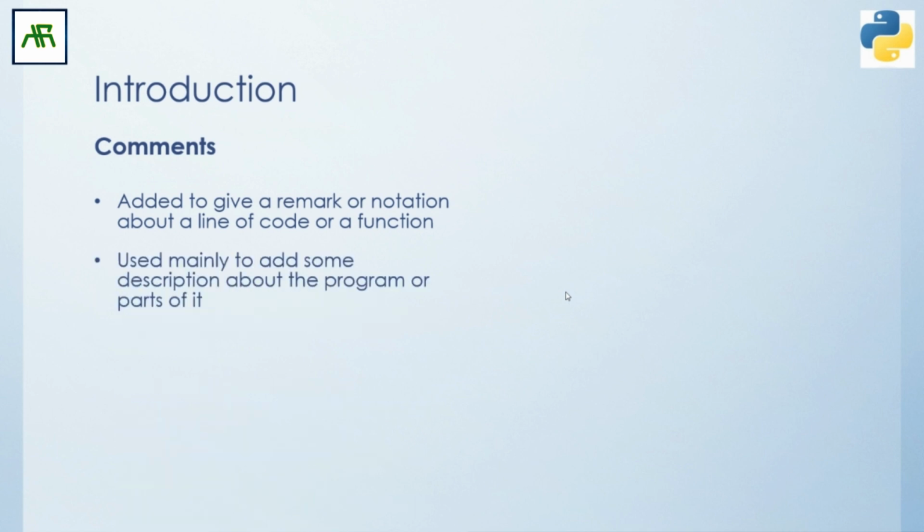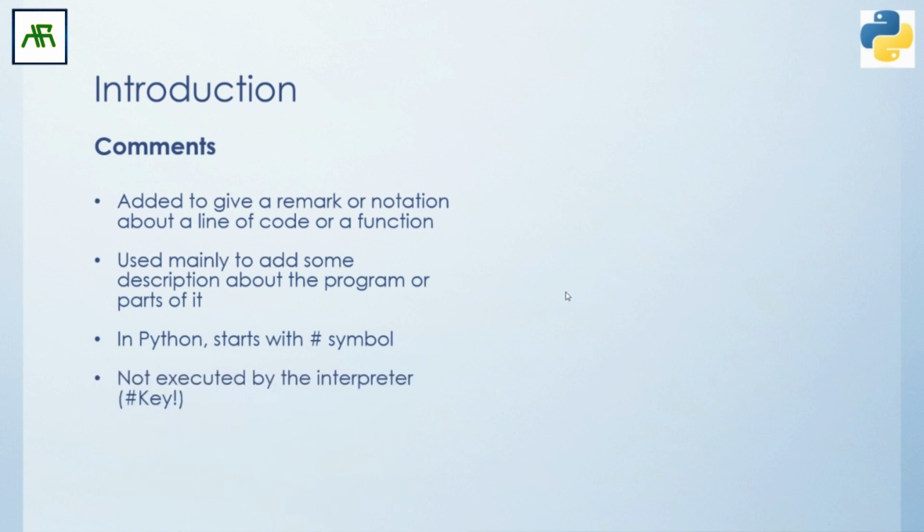Used mainly to add some description for programmers. In Python, it starts with a hash symbol. It is different for different programming languages syntactically. For Python, it starts with a hash symbol. Any instruction or text that follows the hash will not be executed by the interpreter. It considers that part to be a comment. It's just a notation and not something that it has to interpret and take action on.